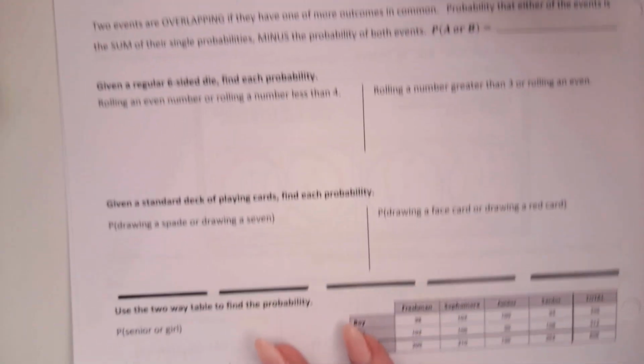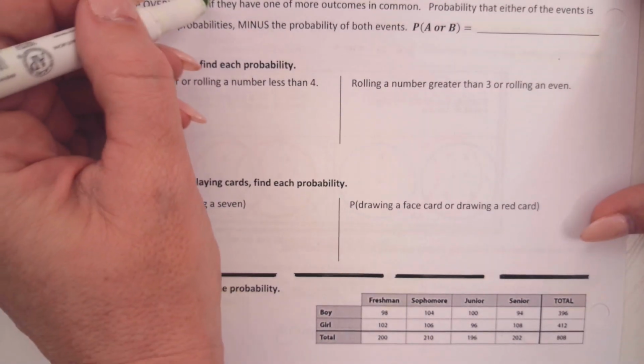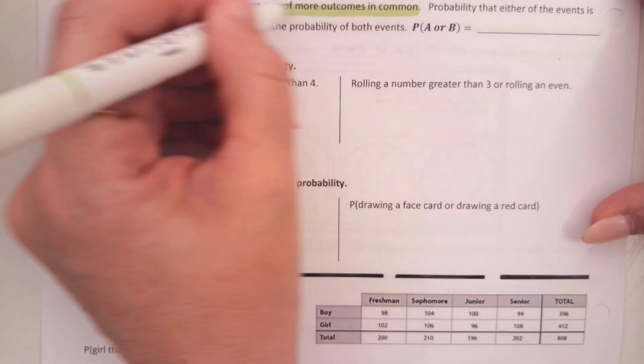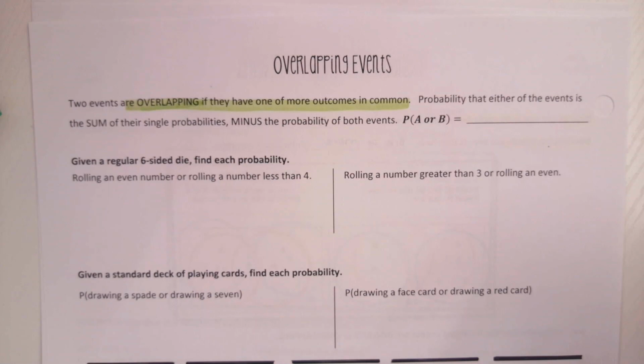That's true. Okay. Next up, the overlapping events. The ones that do have some sort of outcome in common. If there's an outcome in common, you're going to have to subtract that because you don't want to accidentally count it double. Okay, so 2 events are overlapping if they have 1 or more outcome in common, that's like rolling an even number and rolling a 6. Those have an outcome in common because 6 is a 6 and also even.